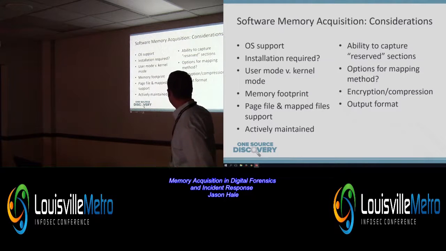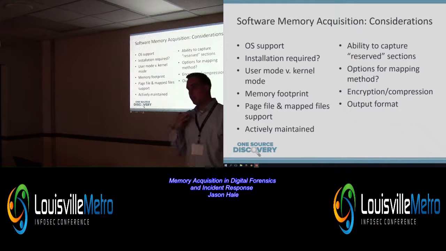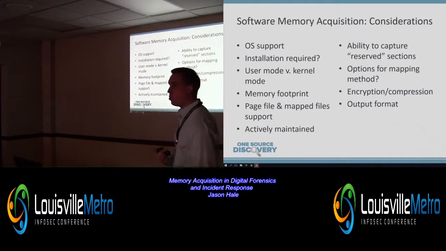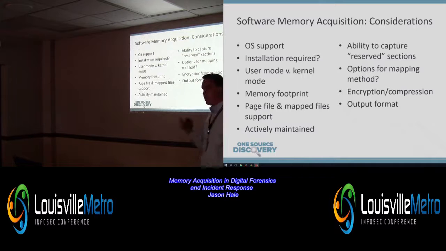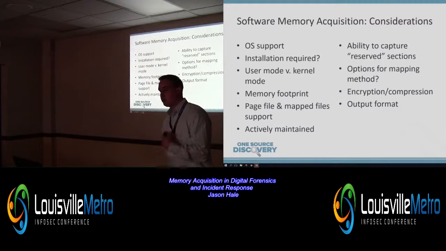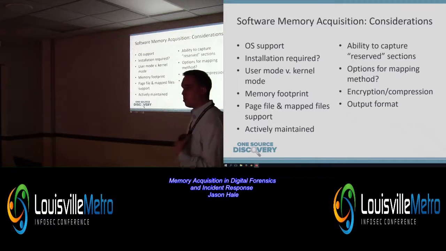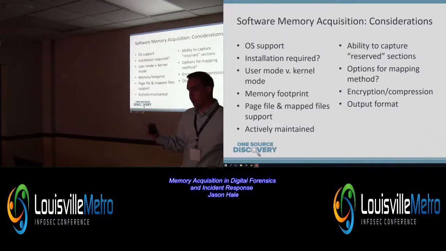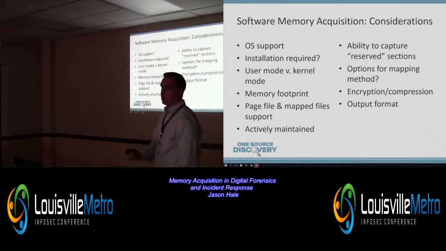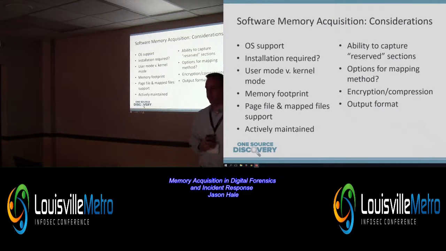And then you've also got some maybe not top tier considerations, but things that could make a difference depending on your environment. So the ability to capture those reserved sections that I just mentioned. If you're doing some type of firmware analysis, you need to make sure your acquisition tool is dumping that. Some tools have a different method for mapping physical memory, so that may become important. Then encryption and compression of the data as it's read from memory in the buffer and before it actually goes to your memory dump. And then, of course, the output format. Some tools will store the memory dump in a proprietary format. A lot of this becomes more important depending on what analysis tool you're using.